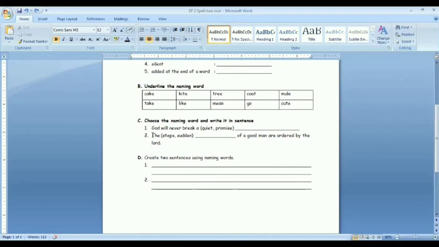Part C. For number 1, number 2, you just need to choose the answer. Which one is the answer? This one or that one? Okay? Then, write down the answer. Next, point D. On point D, you need to create 2 sentences using the naming words. So you choose any naming word, okay? It could be the person, the place, or the thing, and create a sentence. 2 sentences, okay? Okay, is it clear?